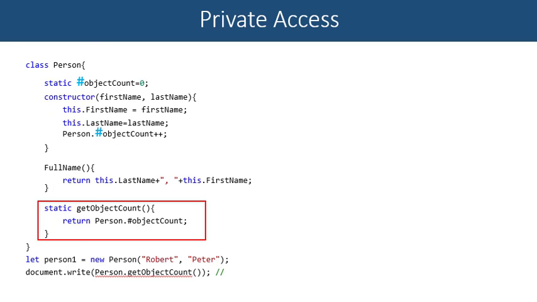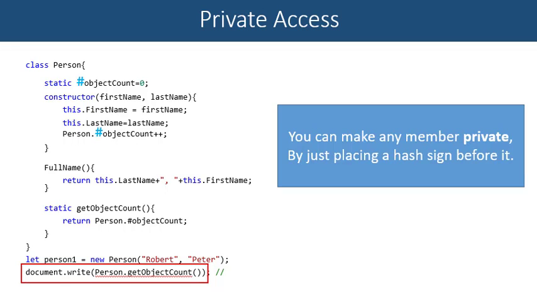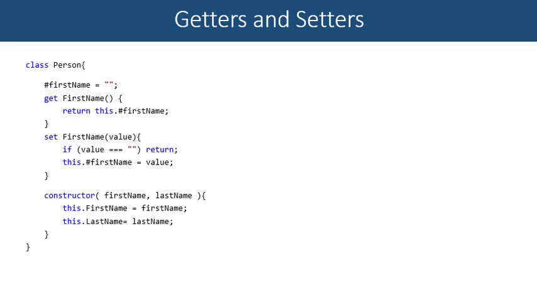So here I have created the getObjectCount method, which is a static method, and it is accessed here outside the class. You can make any member private by just placing a hash sign before it. It can be a static member or it can be an instance member. It can be a property or it can be a method.